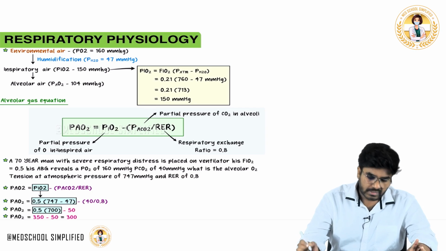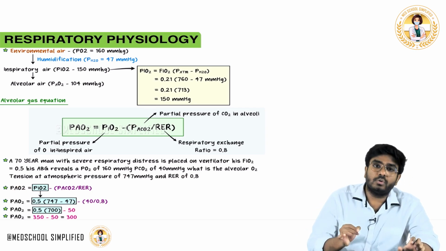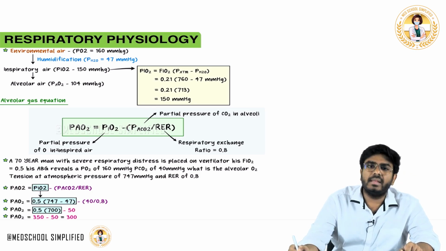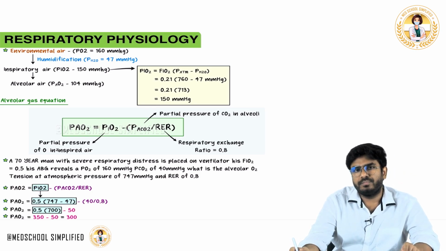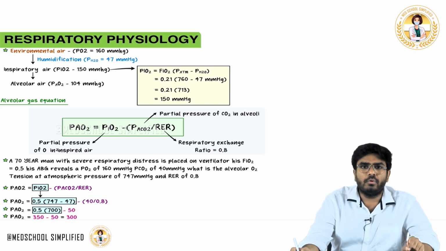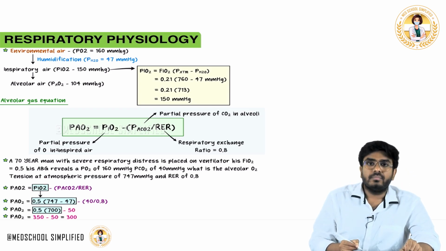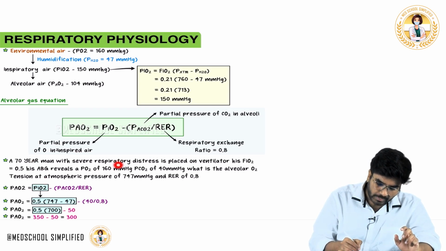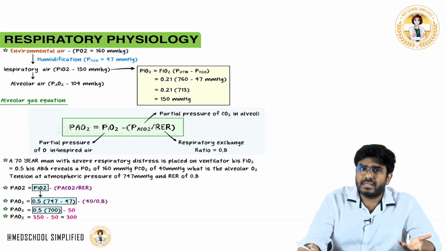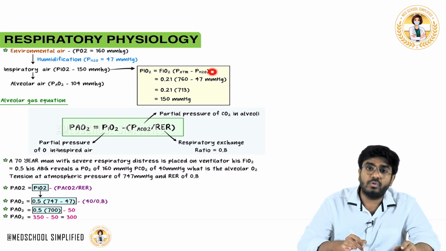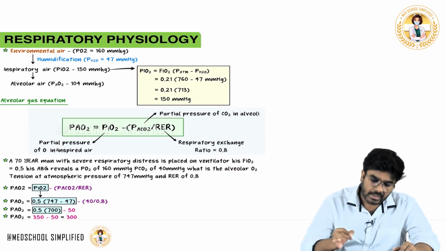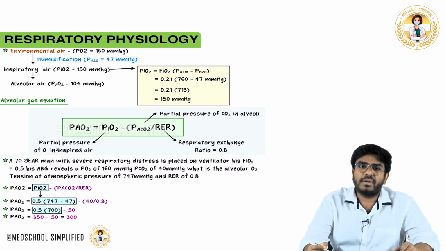Now how to calculate? PAO2 is equal to PiO2 minus PaCO2 by RER. Now my question to you is, in this question have they mentioned PiO2? They haven't given any value regarding the PiO2. PiO2 was not given in the question. So how to calculate the PiO2? I already know the formula. PiO2 is equal to FiO2 into atmospheric pressure minus water vapor pressure.